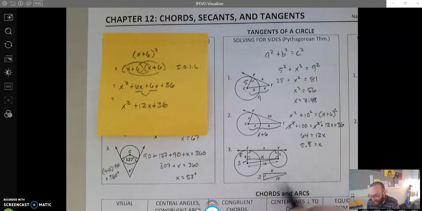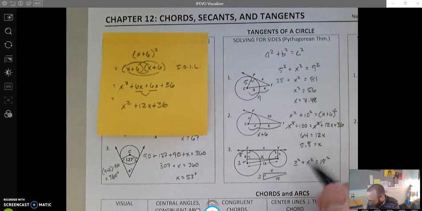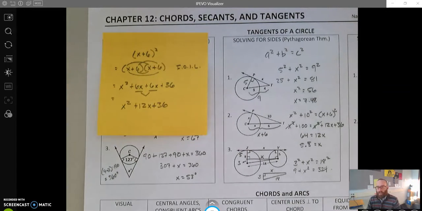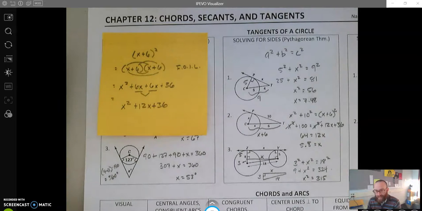Okay. Pythagorean theorem works just great here. 3 squared plus x squared equals 18 squared. So 9 plus x squared equals 324. When I do 324 minus 9, I get x squared equals 315. And the square root of that is x equals 17.75. Okay. So check those out.